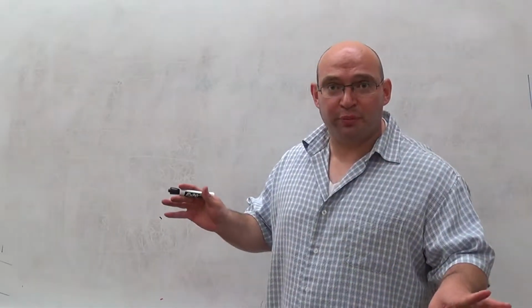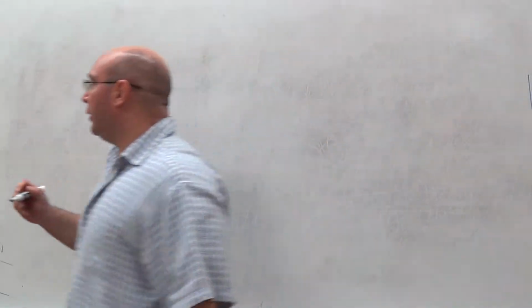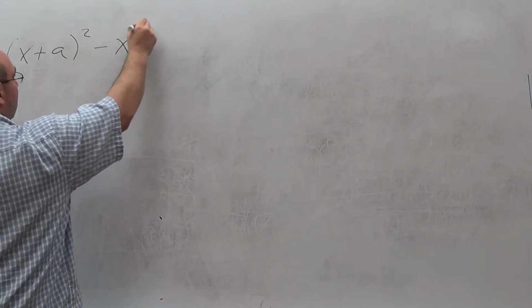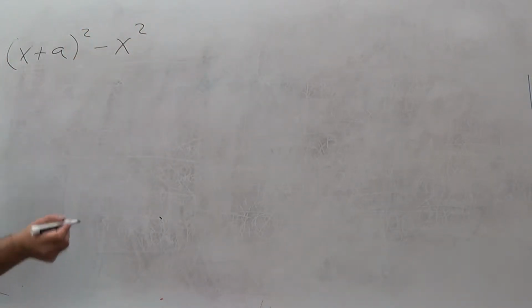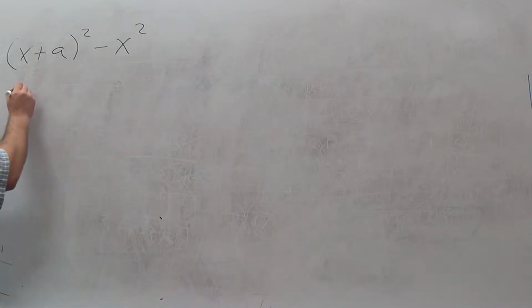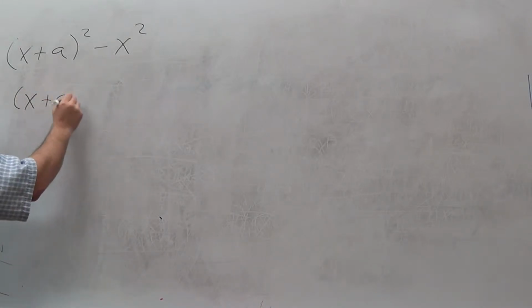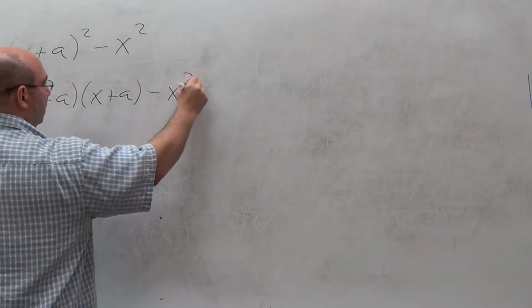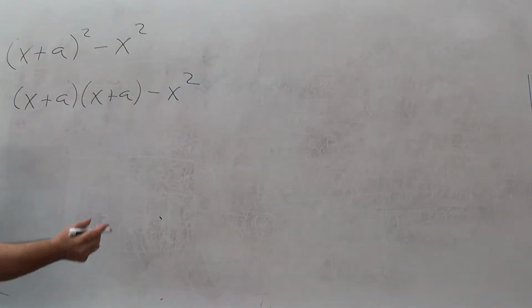All right, guys, we're going to go through some simple operations here. Just kind of simplify things along. x plus a squared minus x squared. Essentially what I'm going to do to simplify this, I'm going to use our FOIL procedure.